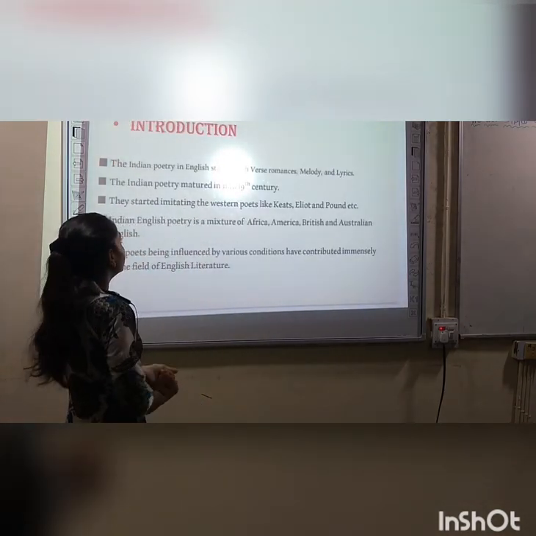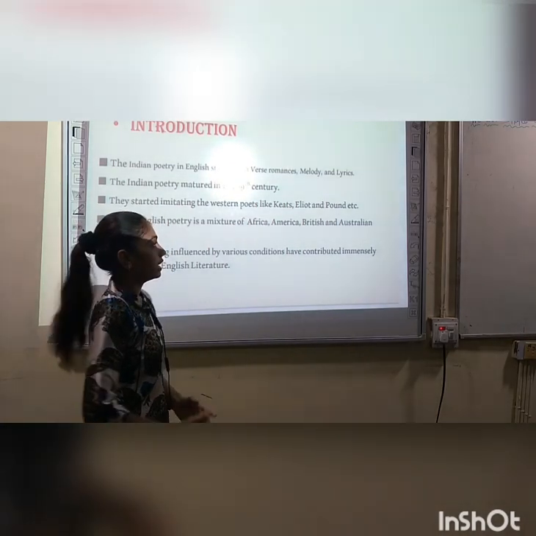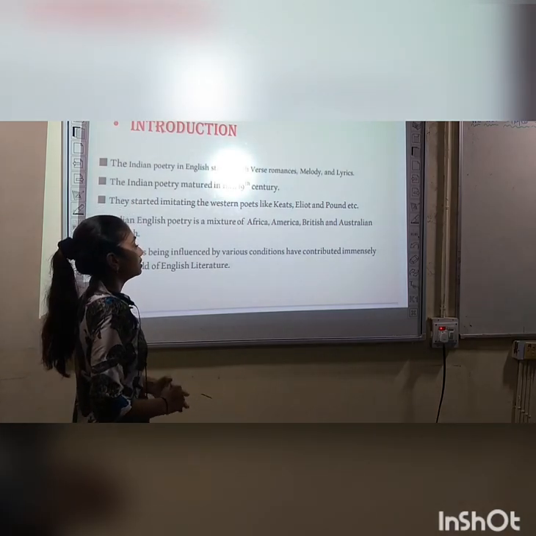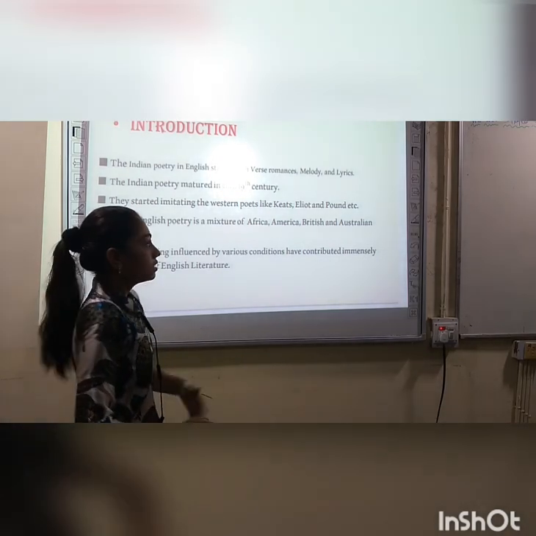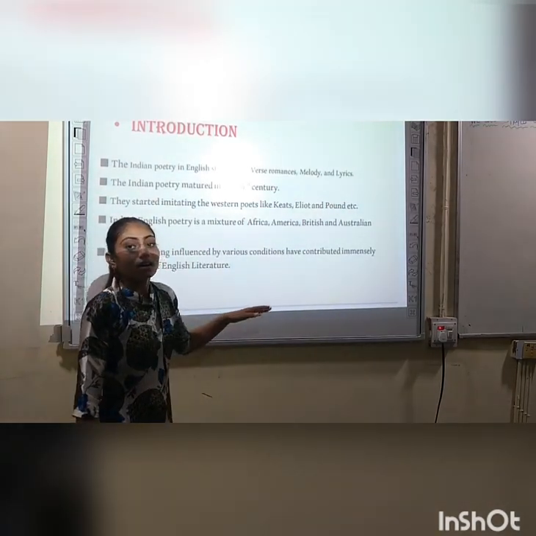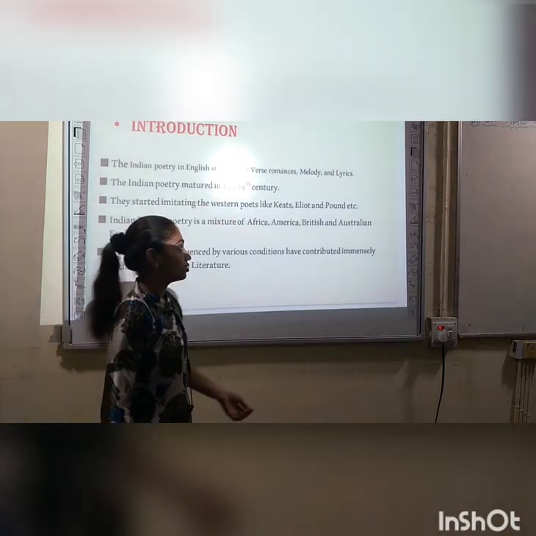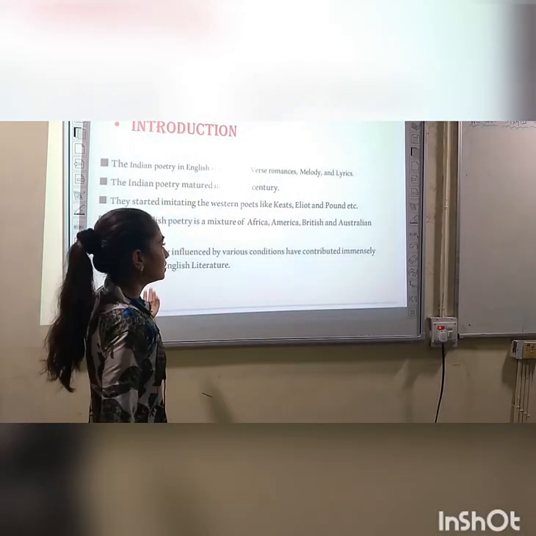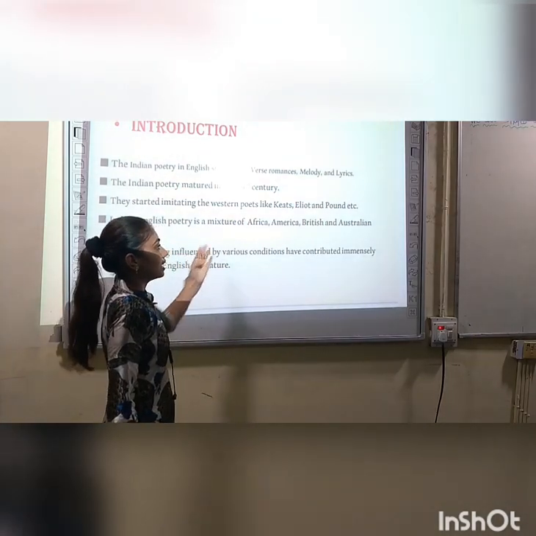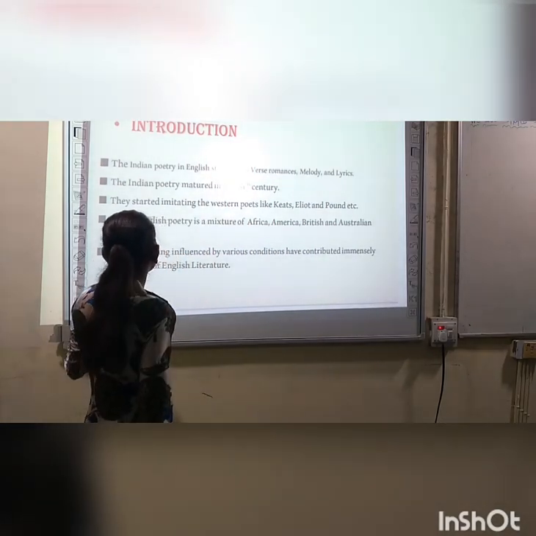Introduction. Indian poetry in English started with verse, romantic melody, and lyrics. Indian poetry matured in the mid-19th century. The writers of this era were mainly from Bengal, and they were highly educated. At the starting time they imitated Western poets like Keats, Eliot, and Wordsworth, and so on.